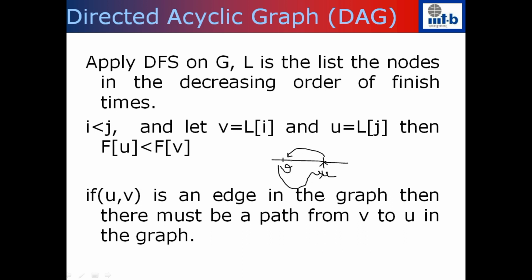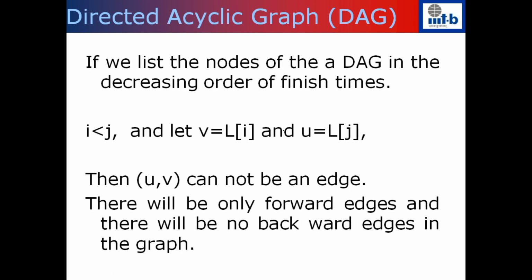The moment you have an edge from u to v, we are able to create a cycle. So if you start off with a DAG, that is a graph which does not contain a cycle, then if you take any two vertices u and v such that in the topological sort v is to the left of u, there cannot be an edge from u to v. There will only be forward edges after you sort these vertices in the topological sort.